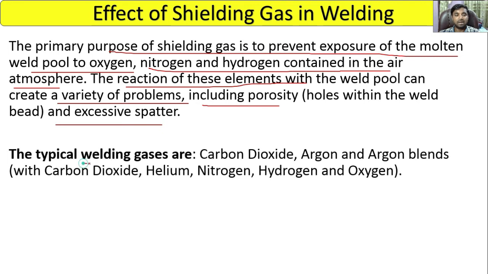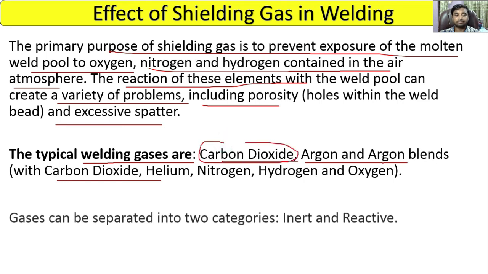The typical welding gases are carbon dioxide, argon or argon blends with carbon dioxide. Argon blends include argon with CO2, argon with helium, argon with nitrogen, argon with hydrogen, and argon with oxygen. So this is called argon blends. You can use carbon dioxide, argon or argon blends as the typical welding gases.